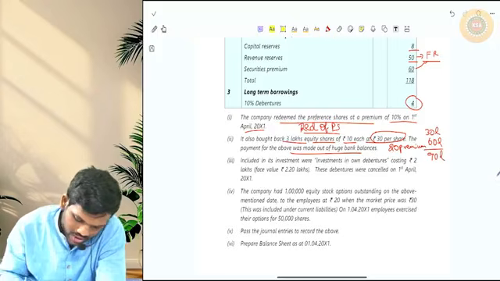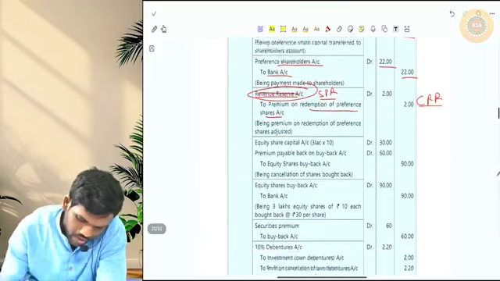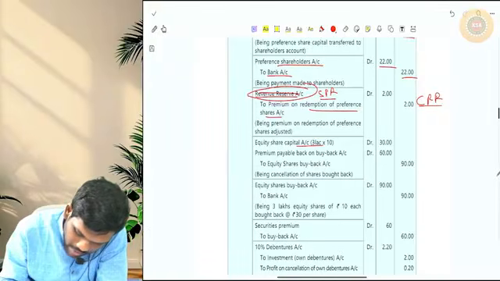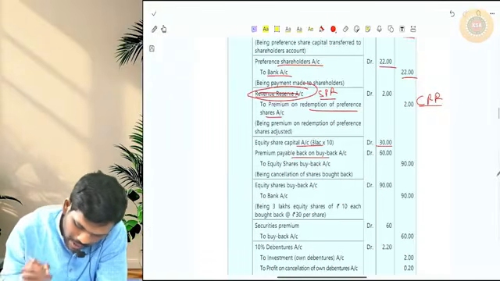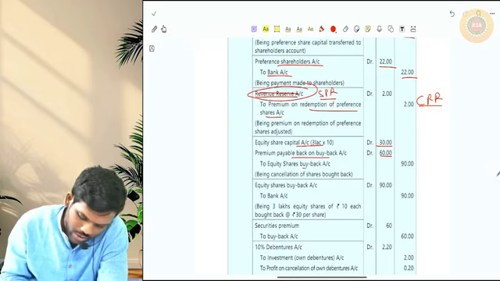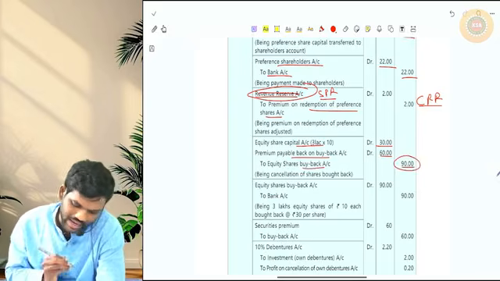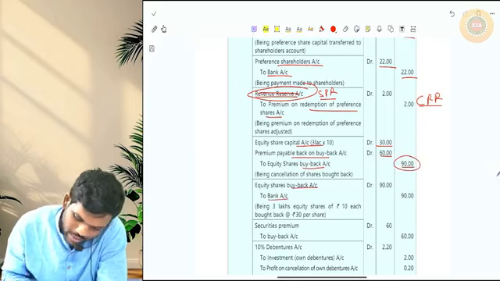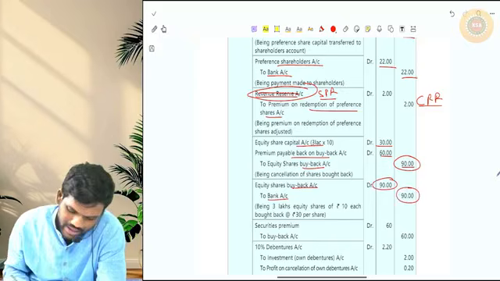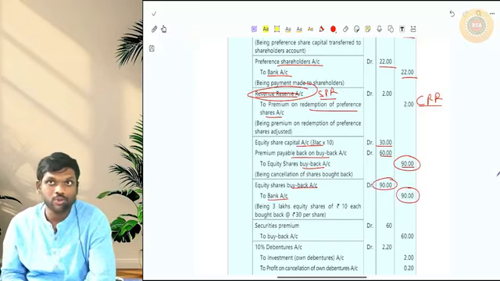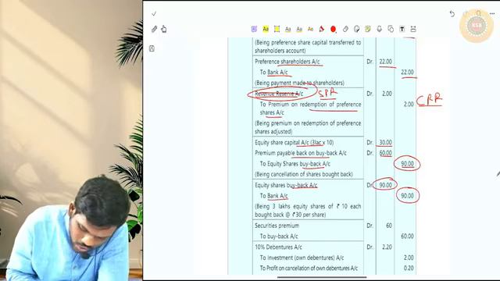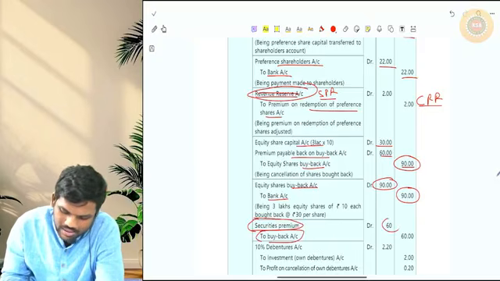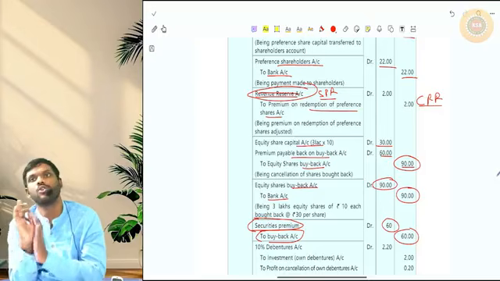Shall we see what will be the journal entries for this? Equity share capital account debit face value, premium payable on buyback 60, to equity share buyback due entry 90 lakhs. Equity share buyback account debit to bank, payment entry 90 lakhs. Then this premium on buyback should be adjusted against securities premium. So then securities premium account debit to premium payable on buyback 60. So premium also got adjusted.